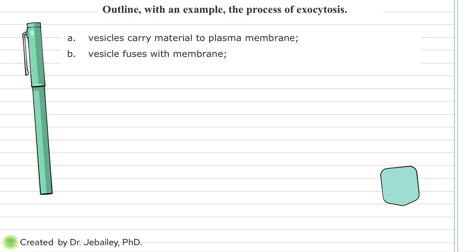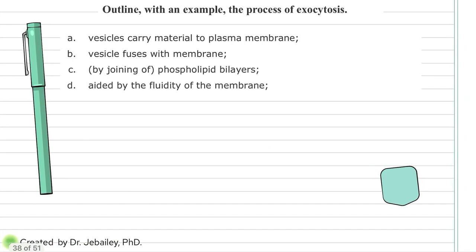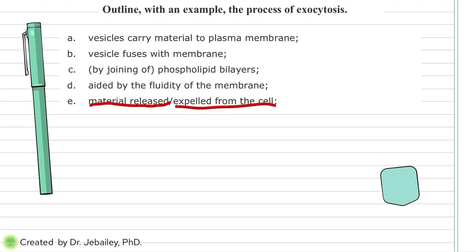Next, once it gets to the plasma membrane, you have to mention that it's fusing, because the cell membrane of the vesicle will join the cell membrane. Which basically is the next one. See, it joins the phospholipid layers. So remember, the phospholipid bilayer of the vesicle will combine with the phospholipid bilayer of the membrane every time things are popping out. And that can only happen, why? Because the membrane has fluidity. If the membrane was not fluid, you couldn't do that, okay? Next, once that happens, the material is released or expelled out of the cell.